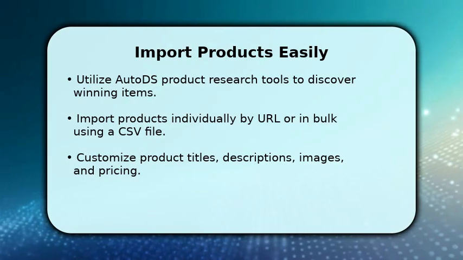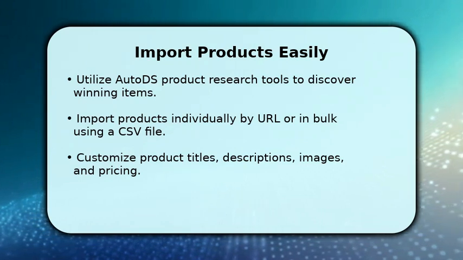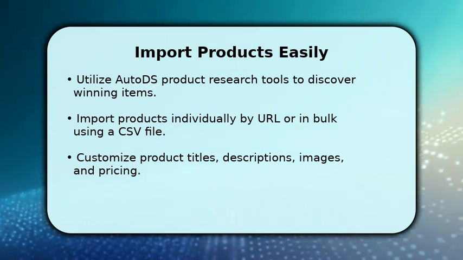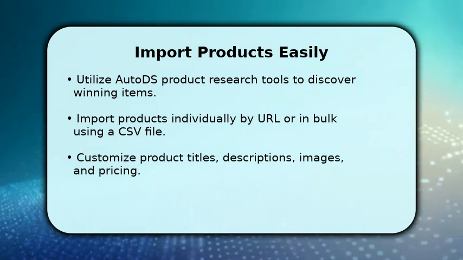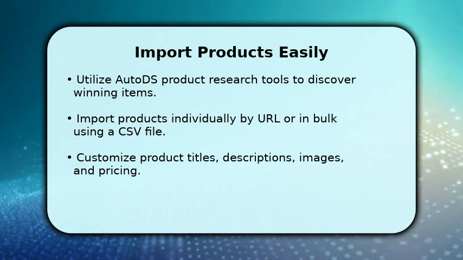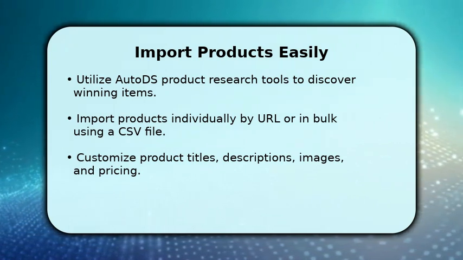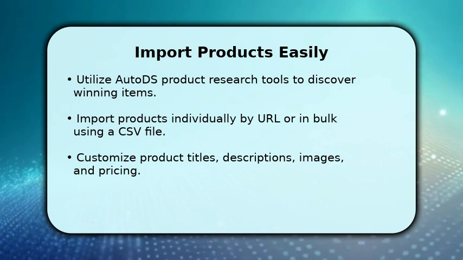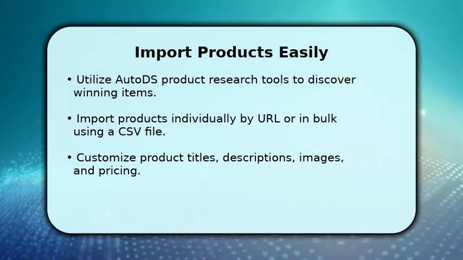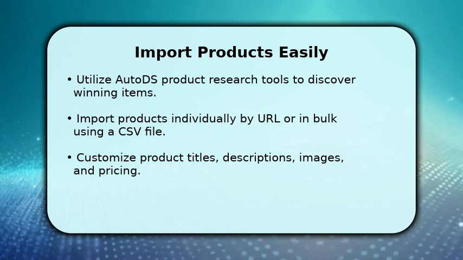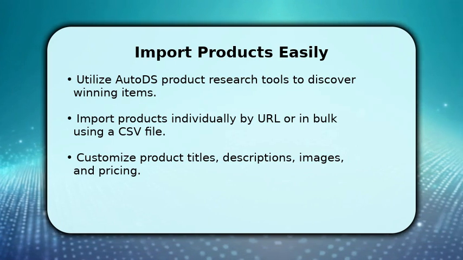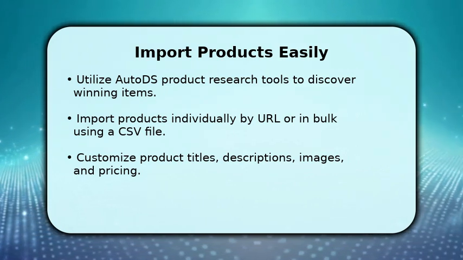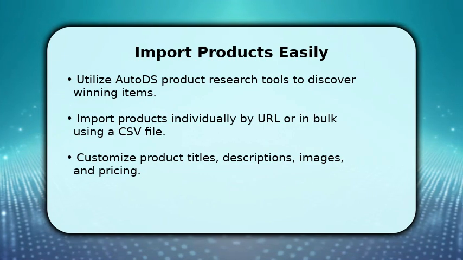Once connected, importing products is straightforward. You can use AutoDS's powerful research tools to find trending items from various suppliers. Easily import single products by pasting a URL or add hundreds at once with a bulk CSV upload. Before publishing, customize details like titles, descriptions, and images to match your brand. You can push them live immediately or save them as drafts for later review.